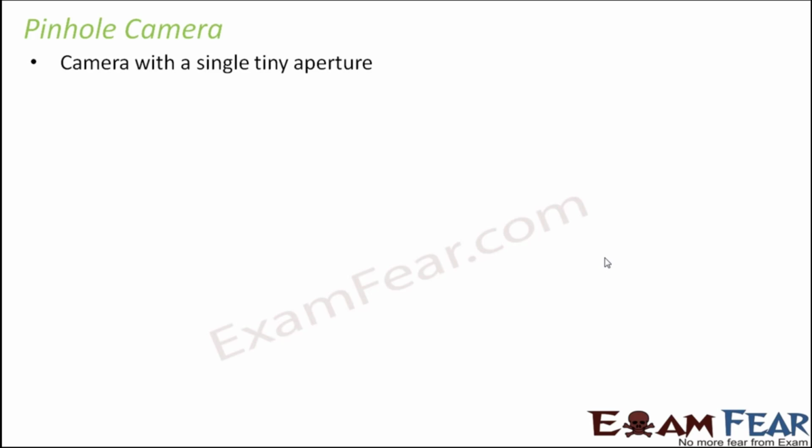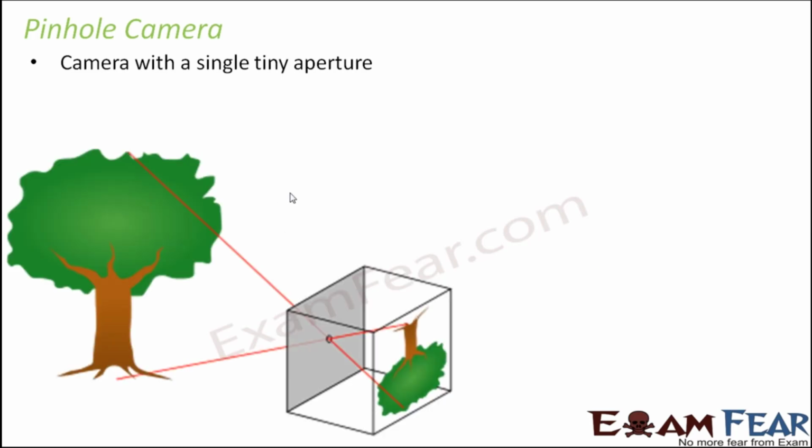And do you know what a pinhole camera is? The name itself tells us: pinhole. It is a camera with one single, very tiny aperture. Let's say this is the object and this is the pinhole camera. It is like a box which is completely dark inside except for one hole. There is just one single tiny hole, and inside the box it is completely dark.